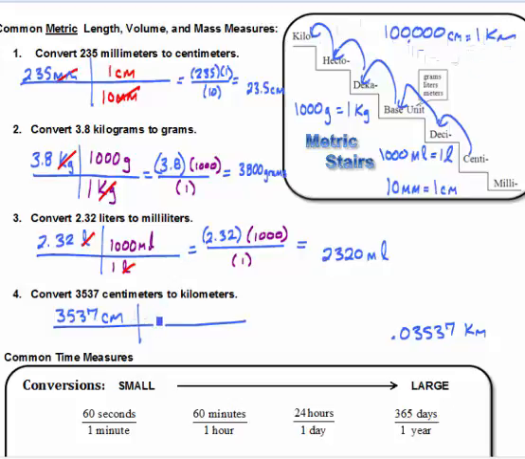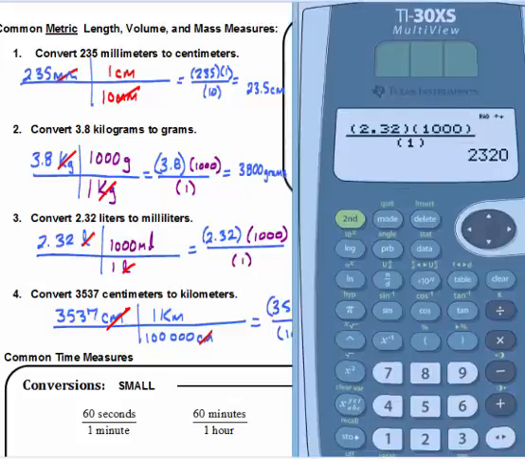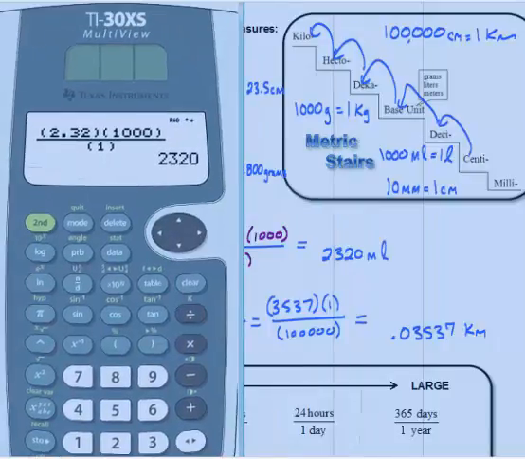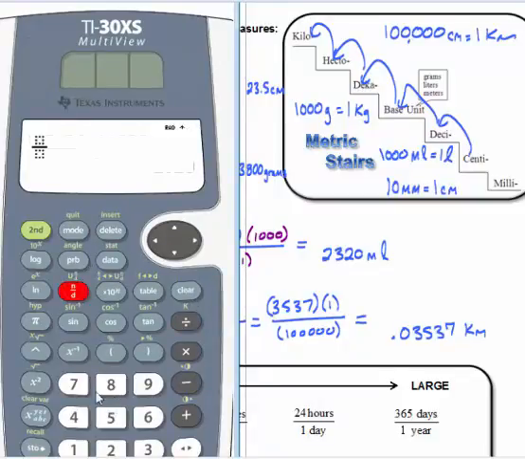So in this case we'll put the 100,000 centimeters in the bottom so that they cross out, over 1 kilometer on top. And so the centimeters divide out, and we have basically 3,537 times 1 all over 100,000. And we just need to put that in the calculator. So 3,537 times 1 all over 100,000.